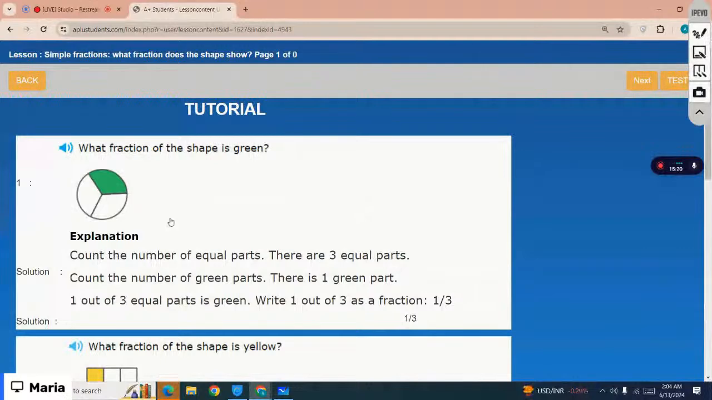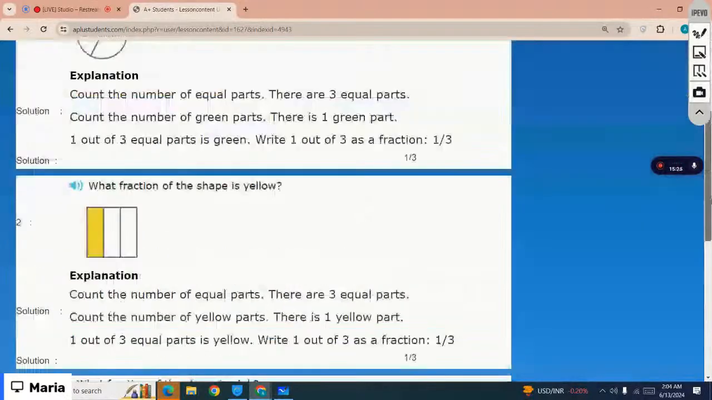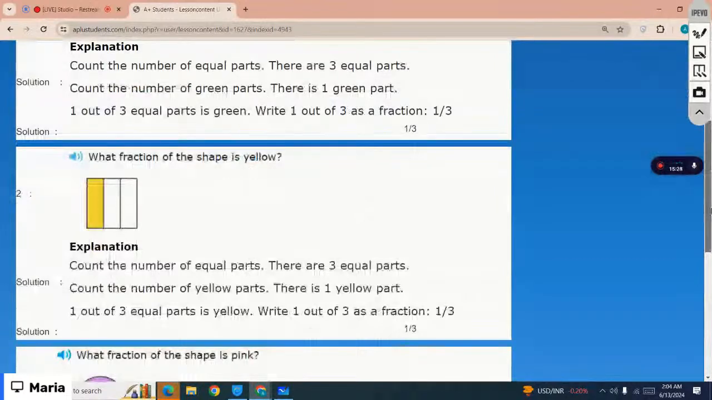Okay, the next example is, what fraction of the shape is yellow? So just look at the shape. The shape has three equal parts, right? One of them is yellow. So how many of them are yellow? How do you write it in the fractional form? You can write it as 1 out of 3 equal parts is yellow. Got it? So 1 out of 3 are yellow.